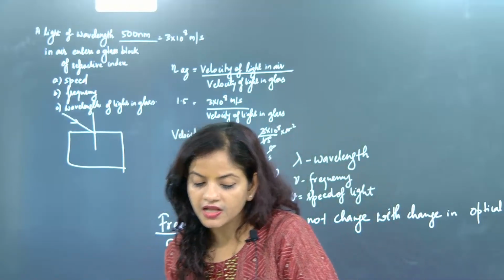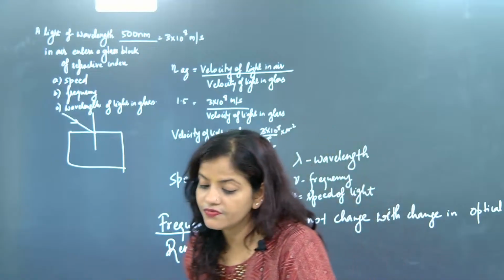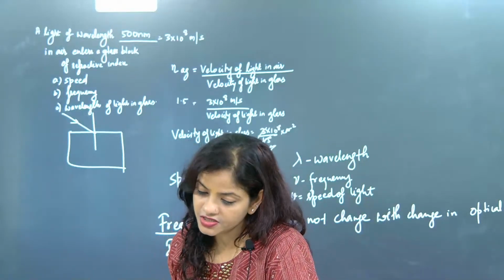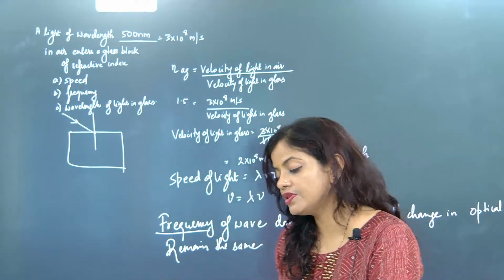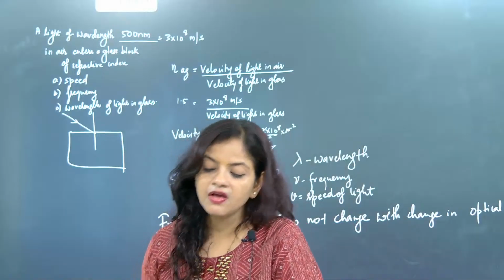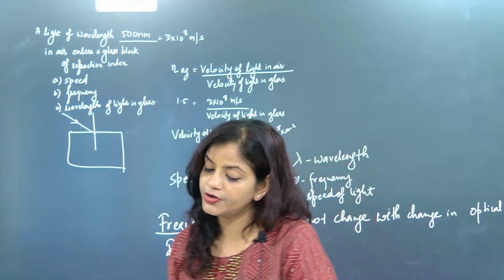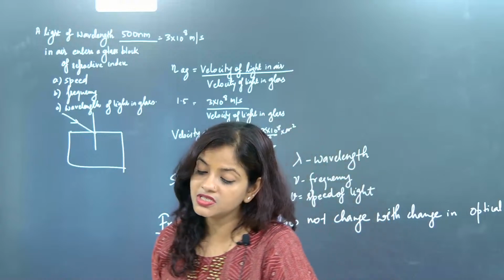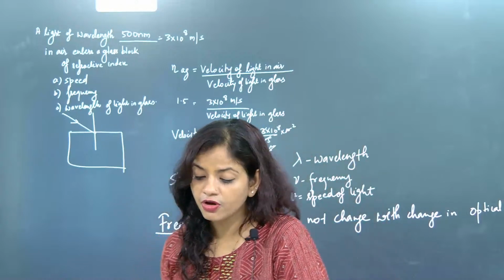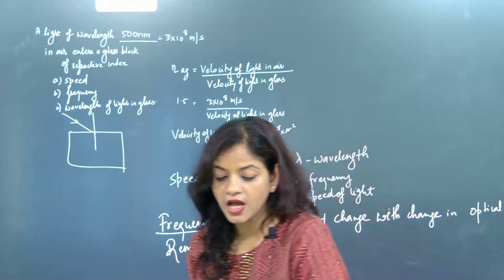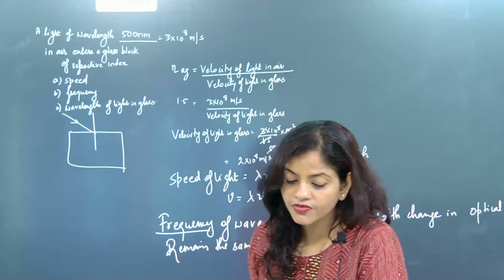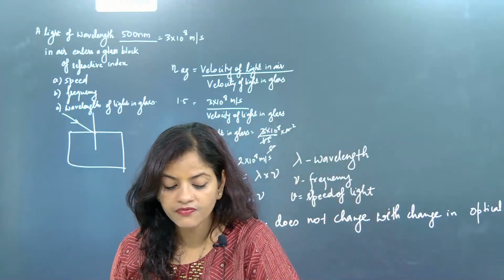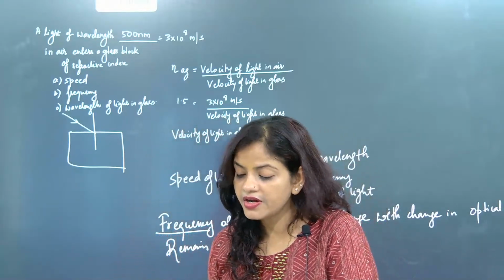Now let's find the wavelength, because we have seen the change in velocity. We came to know that frequency remains the same when the light ray is entering from air to glass. Now we need to find the wavelength. How much is the change in wavelength? And we have the formula also. Come on children, can you solve this question? Because wavelength was given in how much, beta? Wavelength was given as 500 nanometer.